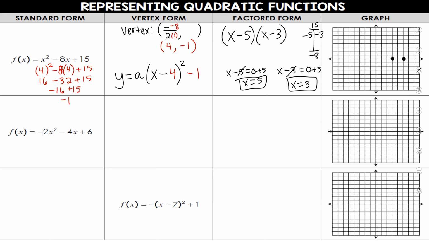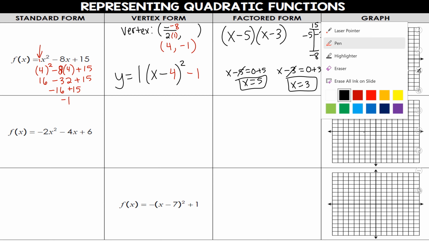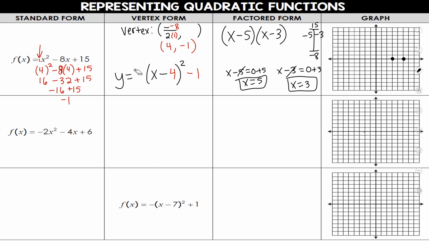And the a value, what was my a value up here? It was 1. So the a value is 1. You really don't have to write 1. You can if you want to, but the 1 doesn't have to be there. This is your form. This is the vertex form. Okay? So the formula is negative b over 2a to find the x value of the vertex. Then plug that in to find the y value.